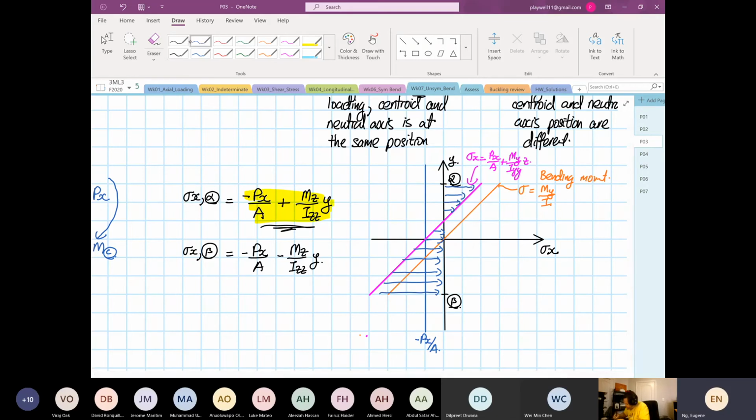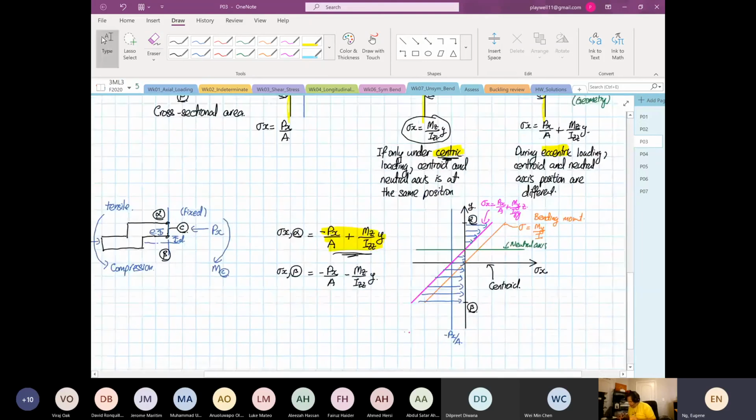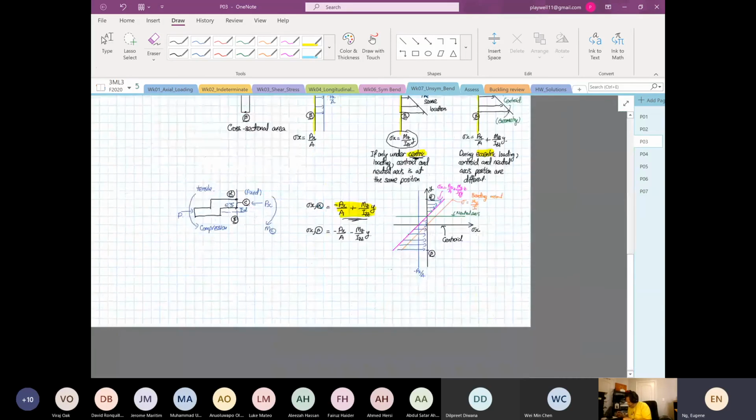Again, what we see is this line over here, this is the centroid, right? And then the one over here. Wait, I need to find green. So this point over here, this is our neutral axis. Okay. So that is the most important thing about this topic, the shift in the neutral axis and the right directions of the moment. Okay. So now let's look at an example.